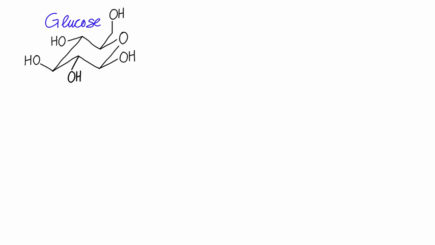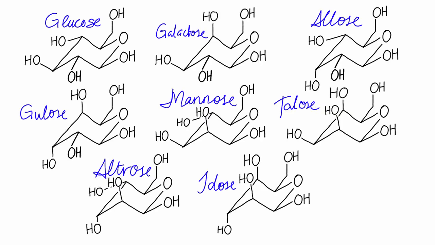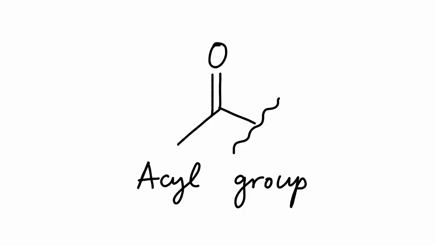These hydroxyl groups are oriented differently in each monosaccharide. This changes the structure of the sugar and gives rise to similar, but very much distinct compounds, of which there are many. Acyl groups are metabolic intermediates.